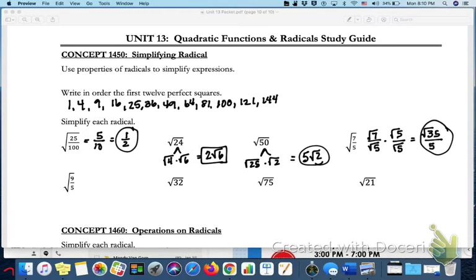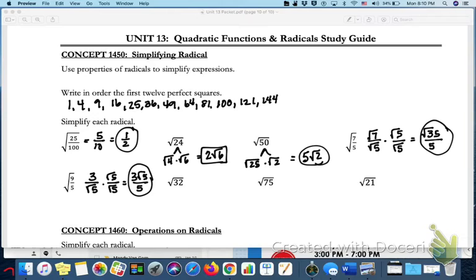Square root of 9 divided by square root of 5. Square root of 9 is 3, and I can't have a square root in the denominator, so I'm going to multiply the numerator and denominator by square root of 5. I can simplify that to 3 square root of 5 divided by 5.